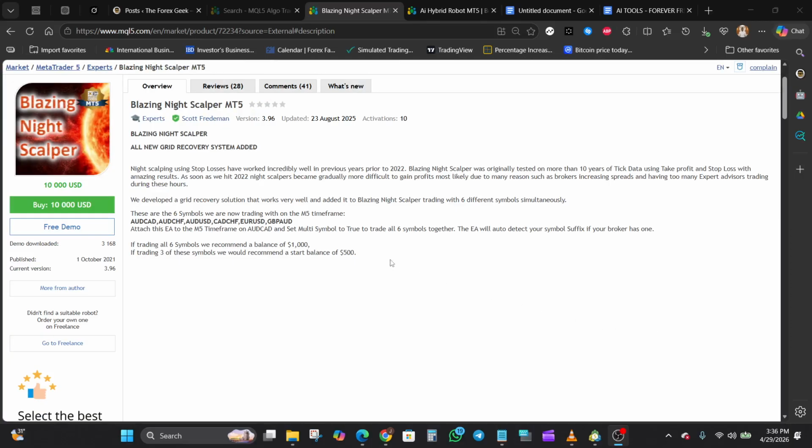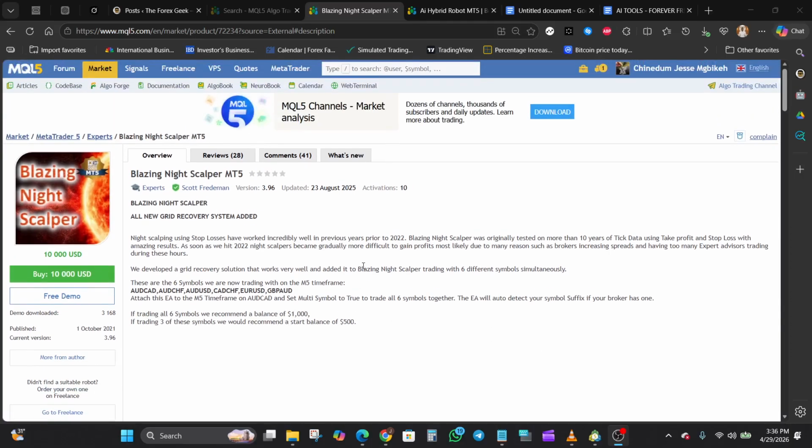So it also uses a multi-symbol setup, meaning you attach it to one chart and it manages trades across all 6 pairs. Now that's important because it diversifies exposure, but it also increases complexity. Now let us talk about how this EA actually operates. At its core, it's still a night scalping system. That means it is looking for small price inefficiencies during low volatility periods, typically when the market is quieter. The idea here is that price tends to revert slightly during these hours, creating small but consistent opportunities.